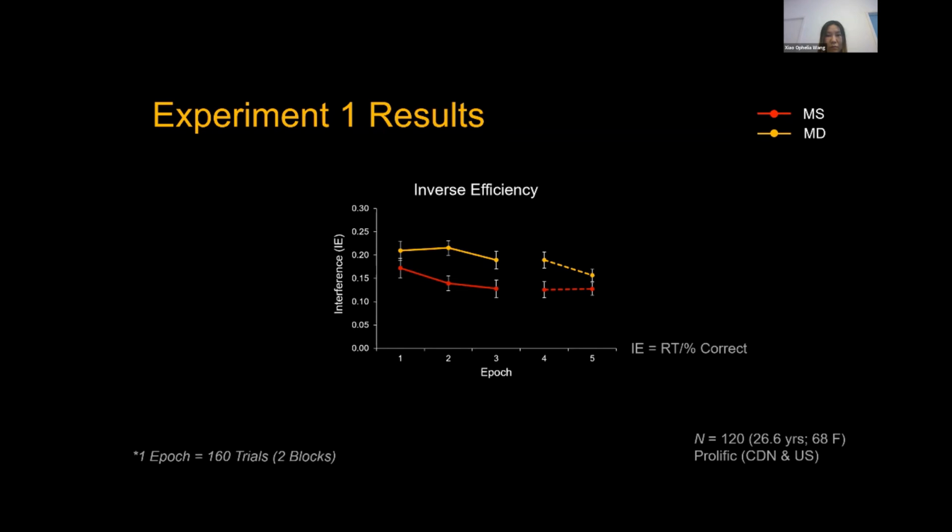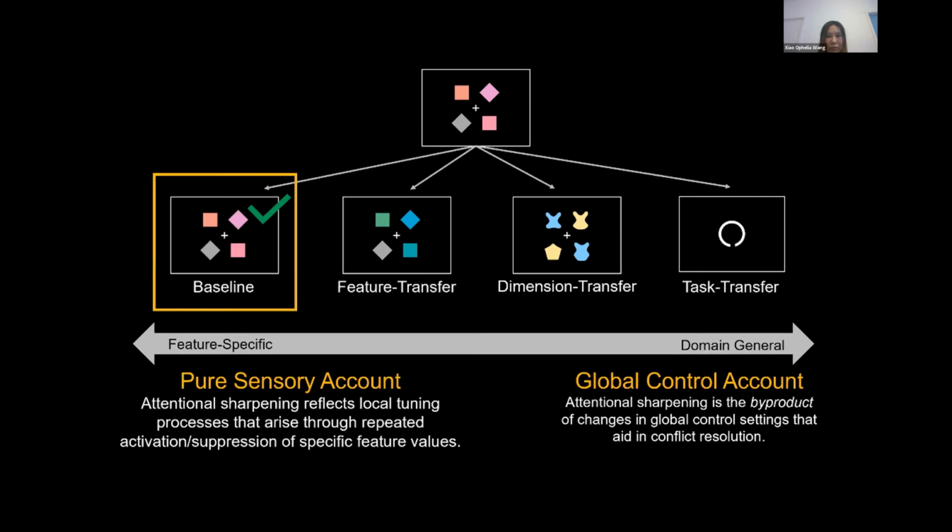In terms of the inverse efficiency, during the training phase, the most similar group experienced less interference compared to the most dissimilar group. This effect persists into the transfer phase. Because the patterns were the same as before, where the most similar group showed reduced interference, we can say that there's no speed accuracy trade-off happening here. The results in experiment 1 confirm our hypothesis, where we expect individuals to transfer their attention sharpening when they're given one target color.